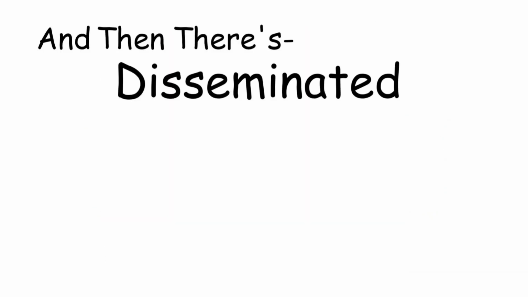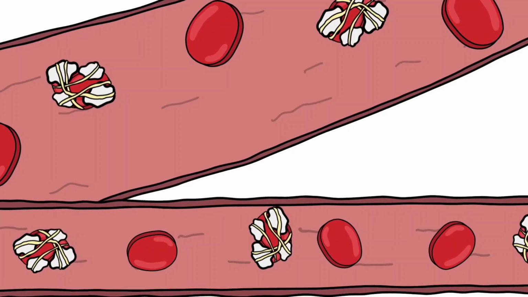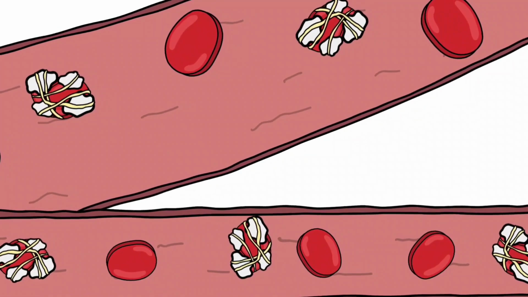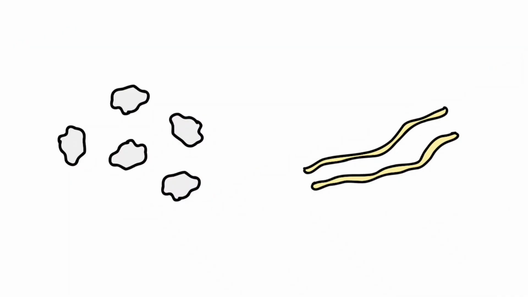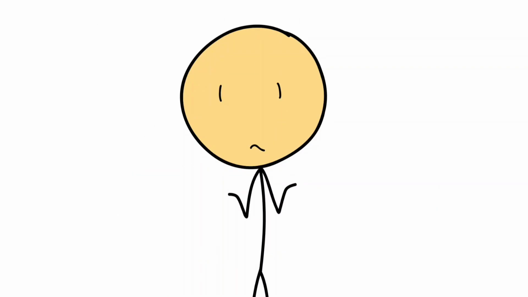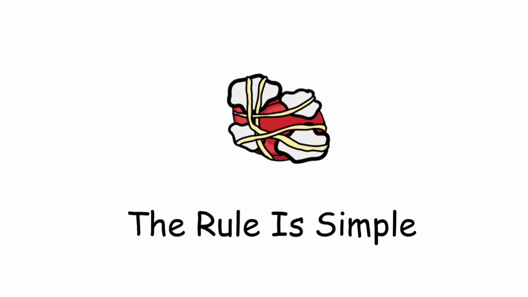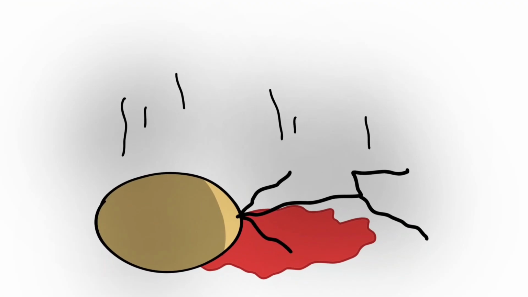And then there's disseminated intravascular coagulation, or DIC, the extreme case where the blood clots everywhere inside the body, using up all the clotting material. When that happens, the body runs out of resources to stop bleeding where it actually needs to. It's the most tragic paradox in medicine. Bleeding to death because your blood is clotting too much. When it comes to clotting disorders, the rule is simple. Balance is life, imbalance is chaos.